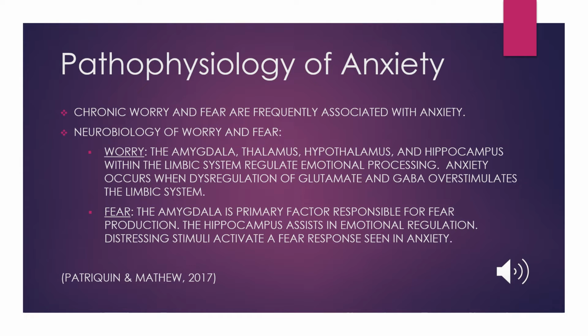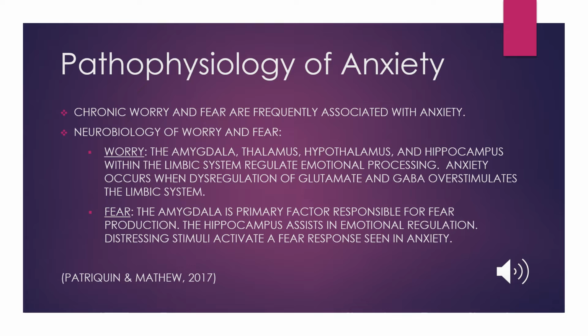Commonly occurring symptoms of anxiety include chronic worry and fear. Let's talk about the neurobiology of worry and fear. Worry stems from the amygdala, the thalamus, the hypothalamus, and the hippocampus, which all are within the limbic system and regulate emotional processing. Anxiety occurs when dysregulation of glutamate and GABA overstimulates the limbic system.